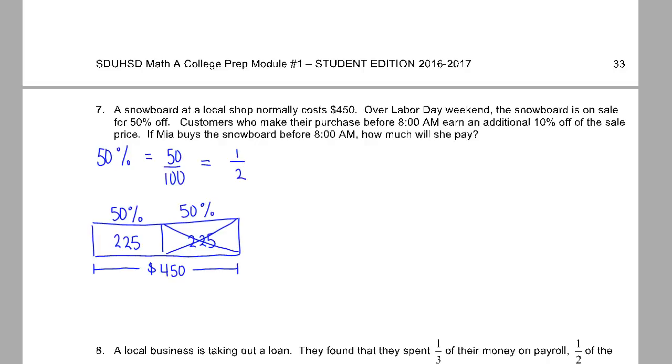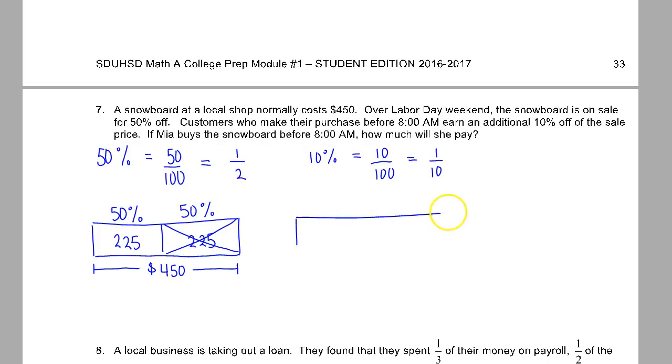So I've crossed off one of the 50% boxes, and I can see that with the 50% off sale, the snowboard is $225. Now it says if Mia makes her purchase before 8 a.m., she can earn an additional 10% off of the sale price. So I'm going to take that 10% and write that in fraction form. And that simplifies to 1/10 when I divide my numerator and denominator by 10.